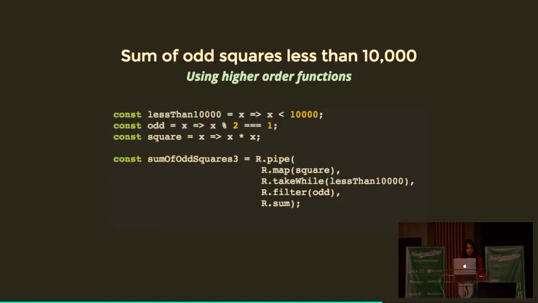If we were to use higher order functions, we can break this up like this. Let's have a simple function that just tells me if x is less than 10,000. Let's have another function that tells me if x is odd. Let's have another function that tells me how to square x. And then I'm just going to tell it what to do and not how to do it. So I'm going to say, first, map over my array and square the items. Then I'm going to take all of the ones that are less than 10,000, filter for the odd ones, and sum them. And I get the same thing. So here, I'm telling it what to do, whereas before, I was telling it how to do it. And it becomes so much more declarative.